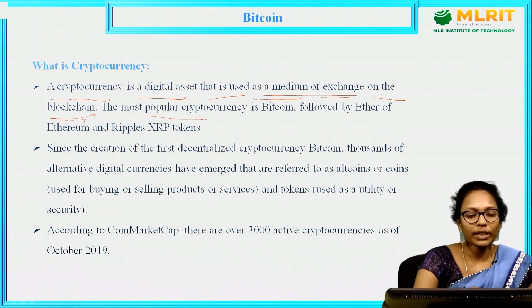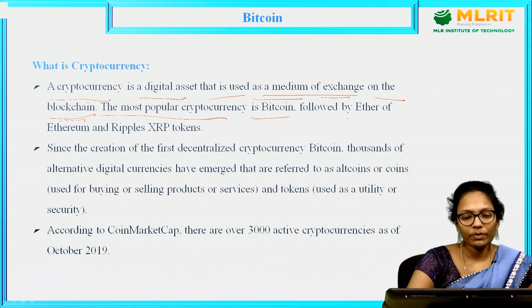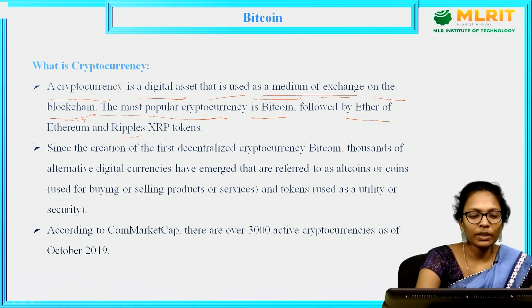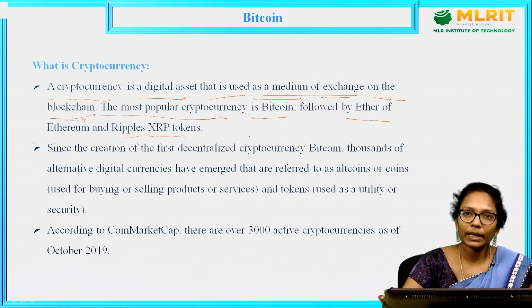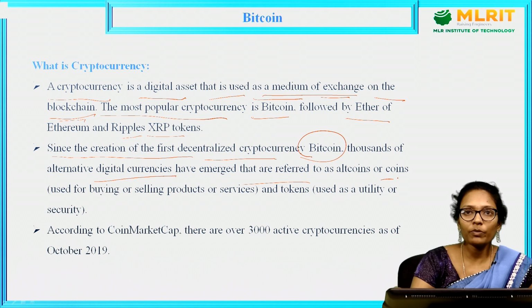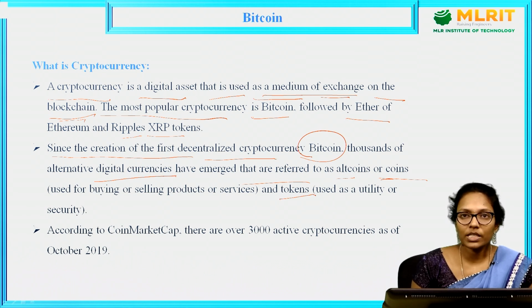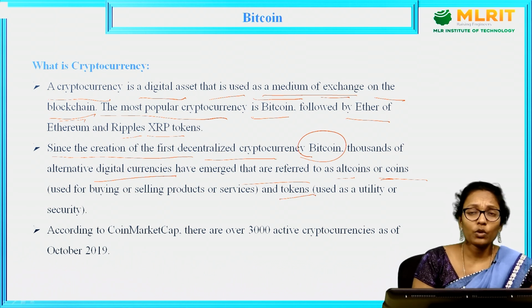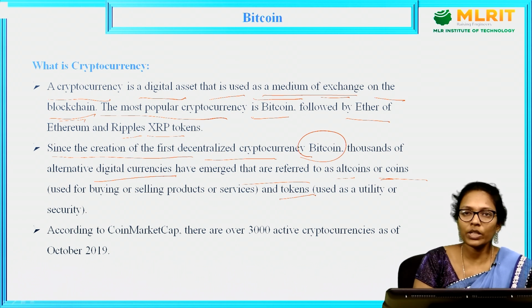The most popular cryptocurrencies are Bitcoin, and after that we have Ether, and we also have Ripple, XRP tokens. All these are different cryptocurrencies which follow blockchain technology. Since the creation of the first decentralized cryptocurrency, Bitcoin, thousands of alternative digital currencies have come into the picture. Some of the other currencies are altcoins, or normally just coins and tokens. Of course, we have so many digital currencies, some not using blockchain technology and some using it.